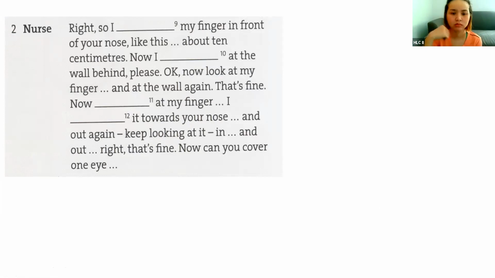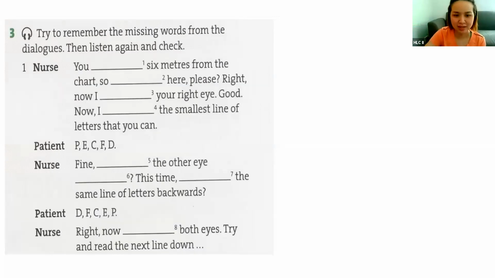Now keep looking at my finger. I'm going to move again. In, and out. Right, that's fine. Now, can you cover one eye? Okay, we are done.